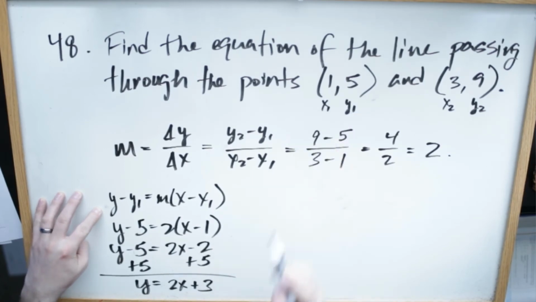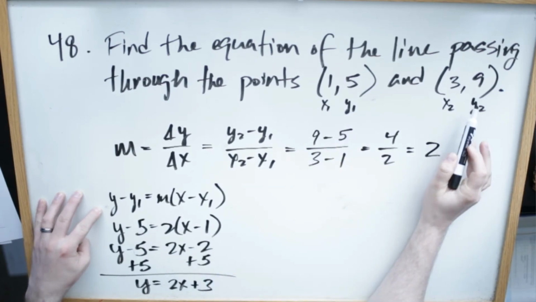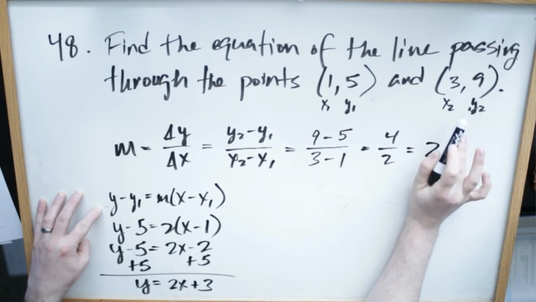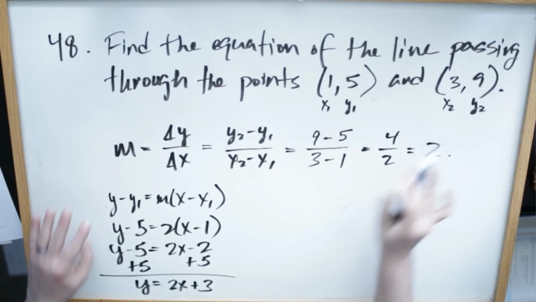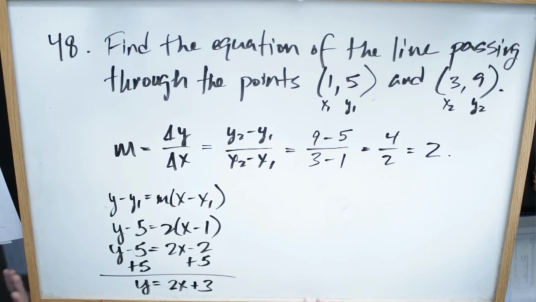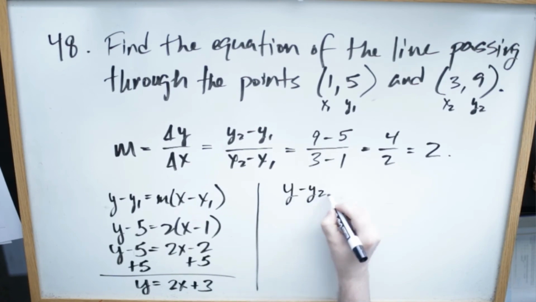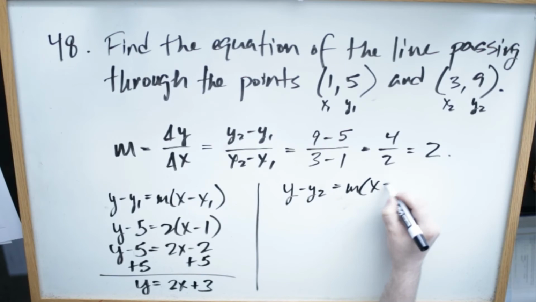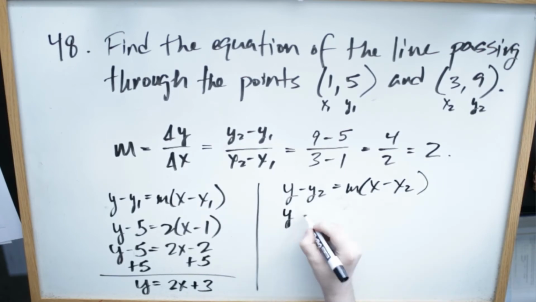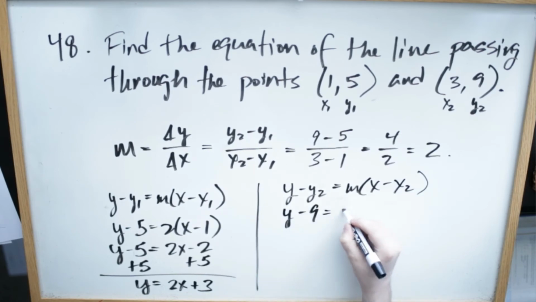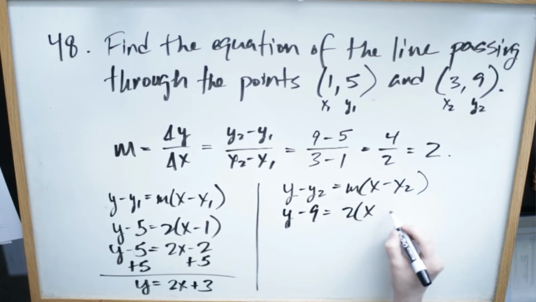Now what I'm going to do is the exact same thing using this point, and I'm going to show you that this is actually going to be exactly the same. So again, you can use either one. It doesn't make a difference. I'm just showing you what they would work out to be if I used either. So I've got y minus y2, m times x minus x2. So I've got y minus 9 is equal to 2 times x minus 3. Okay, this is my point.